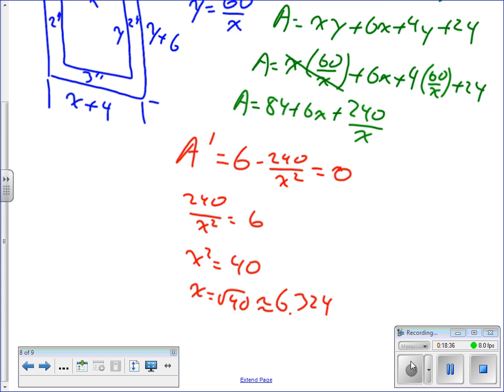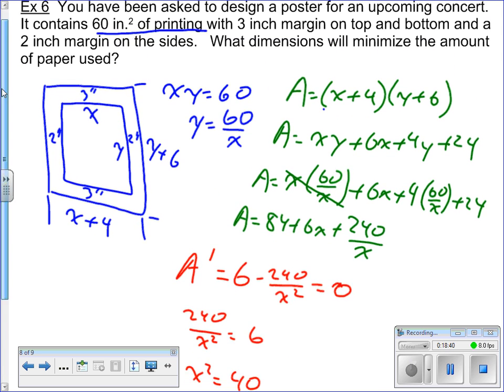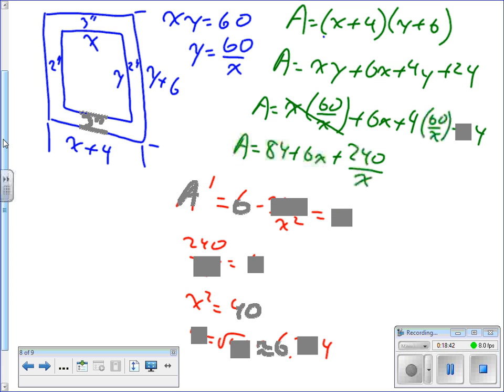So we found our x, but it asks for our dimensions, right? So we know what x is. How do we find y? Take 60 divided by that. That gives us our y. And our dimensions are 6.324 plus 4, so 10.3. And then take 60 divided by that. It'll give you about 9 point something. 9.4876.